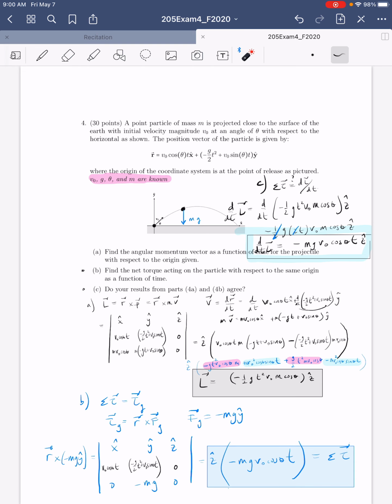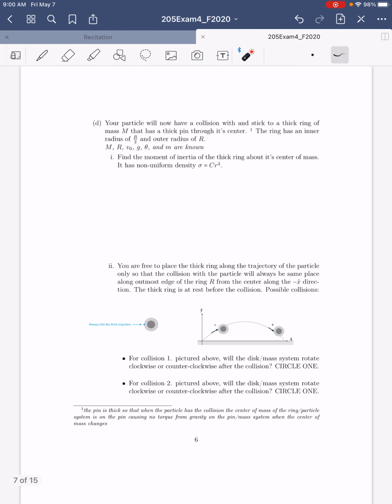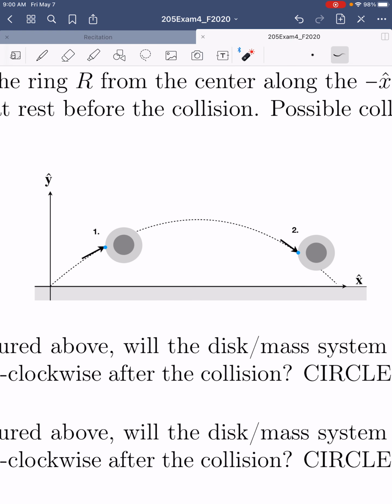Okay, so now that we've played around with that a little bit, what's going to happen next is your particle is now going to have a collision with and stick to a thick ring of mass m that has a thick pin through its center. So here's an example of a couple scenarios that could happen. You're going to place this thick disk. This is supposed to represent the pin right here, and this is the thick disk. And you're just going to place it somewhere along the projectile's path here.